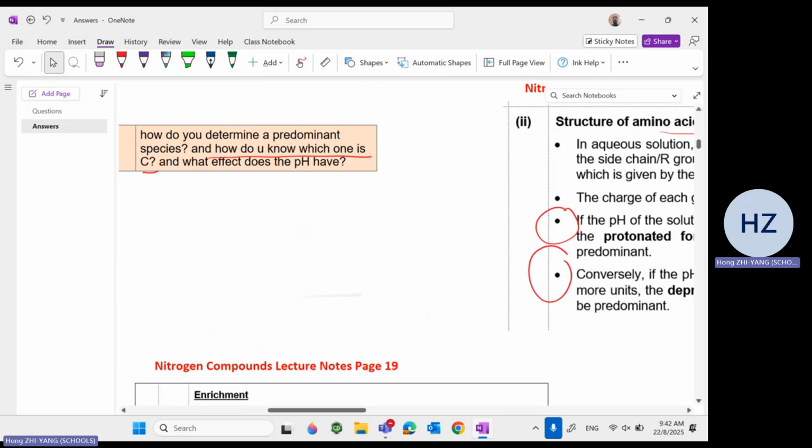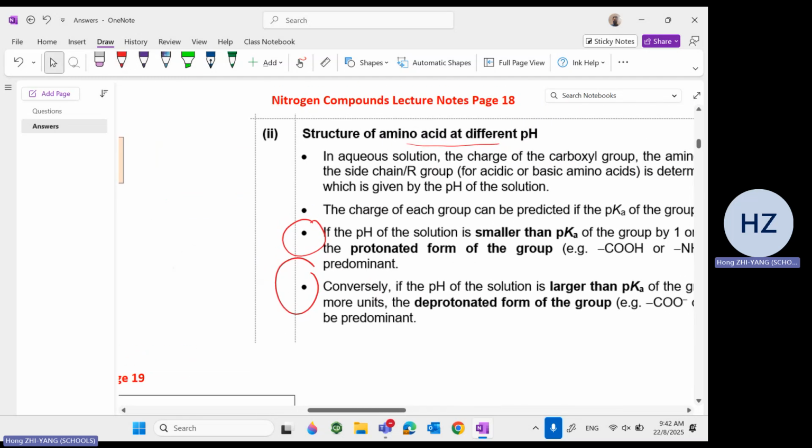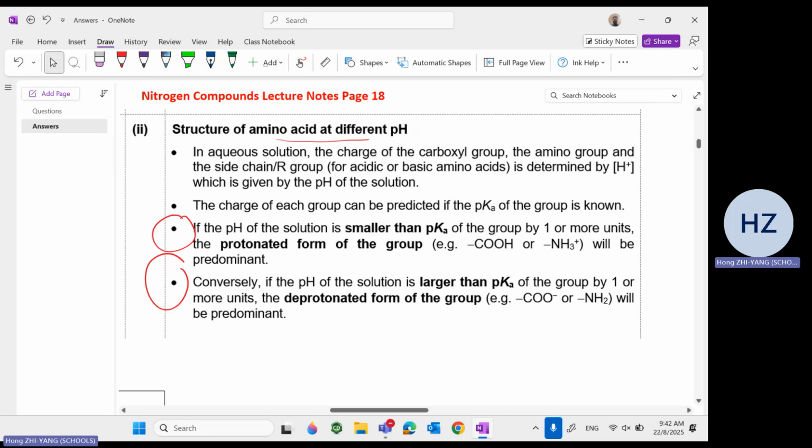Okay, then what effect does pH have? Actually, this one kind of answers it. What effect does the pH have? pH technically is an indicator for the concentration of H+ in the environment. So therefore you can use it to compare. So I will say that this part answers both queries at the same time. It's technically 3 queries in one.